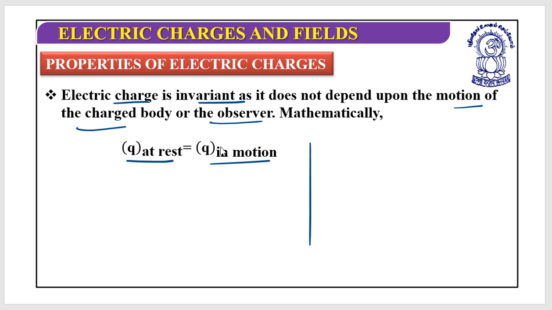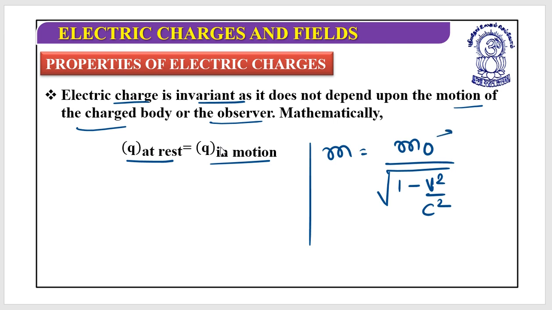But there was a certain scientist who gave one very interesting relation. Please note that he said this would be the relation: m equals m naught upon the square root of 1 minus v square by c square. m naught is the rest mass, meaning the mass of an object when it is at rest. v is the velocity of an object, or you can say the speed of an object.